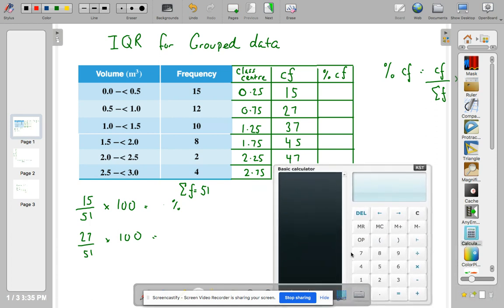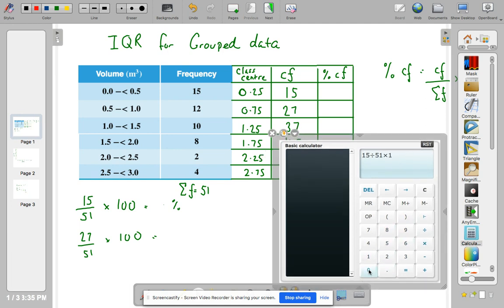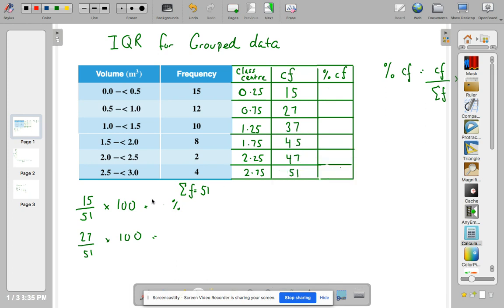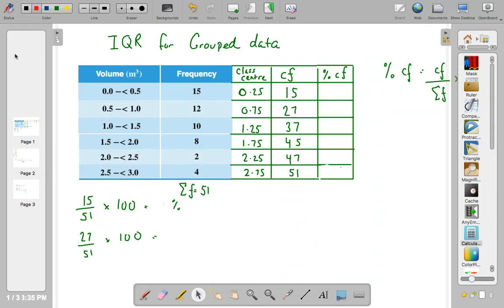Okay, so 15 divided by 51 times 100 equals, and we get 29.4%. Going to round that off to 29%, to the nearest percent. Okay, so we put 29% as our first one. So, oops, sorry about that. So 29% is our first one, which is there. And therefore 29% goes there.